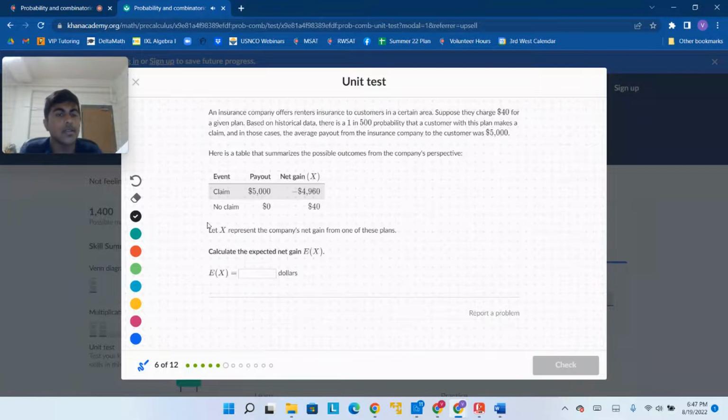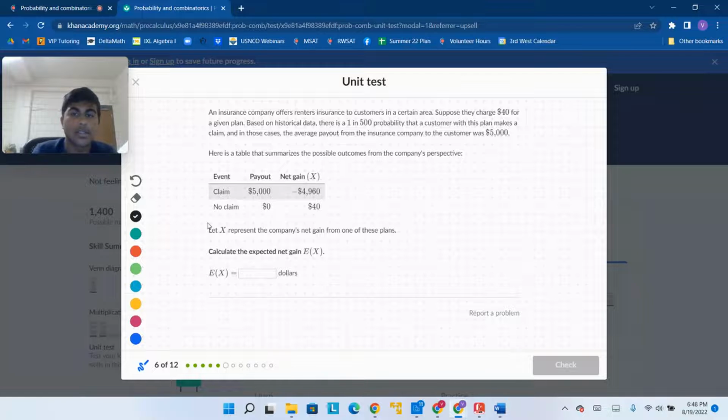Let's keep going. An insurance company offers renter's insurance to customers in a certain area. Suppose they charge $40 for a given plan. Based on historical data, there is a 1 in 500 probability that a customer with this plan makes a claim, and in those cases, the average payout from the insurance company to the customer was $5,000. Here's a table that summarizes the possible outcomes from the company's perspective. Event, payout, and net gain X: a claim has a $5,000 payout and a net gain of negative $4,960. No claim is $0 payout and a net gain of $40.